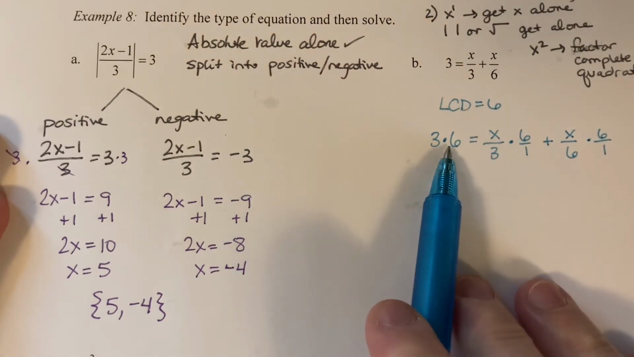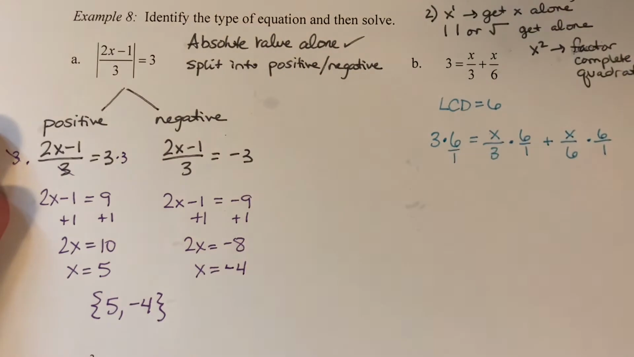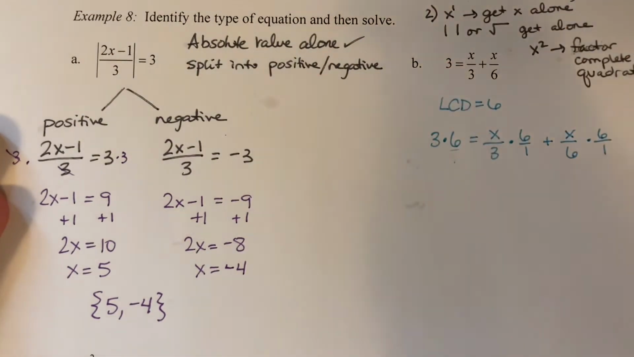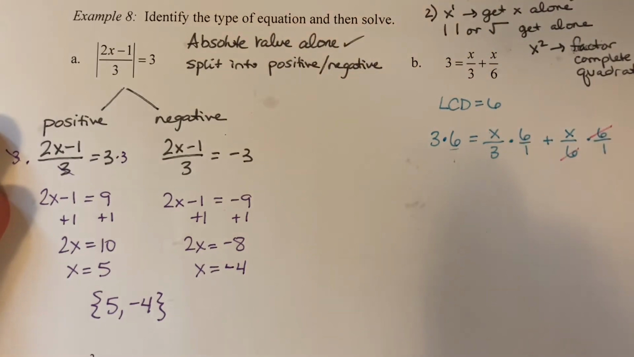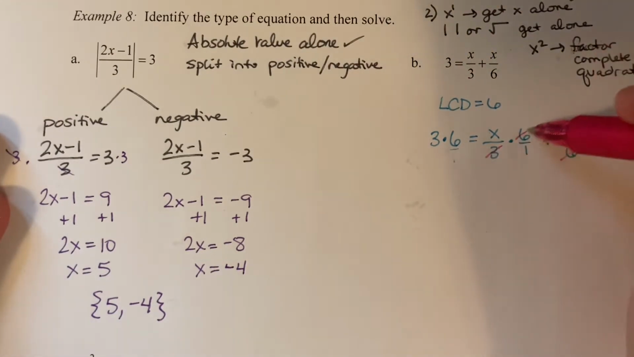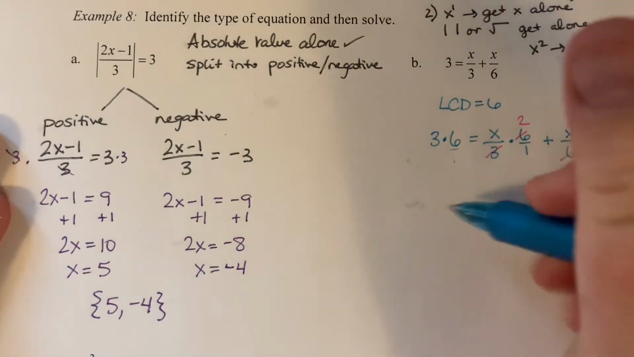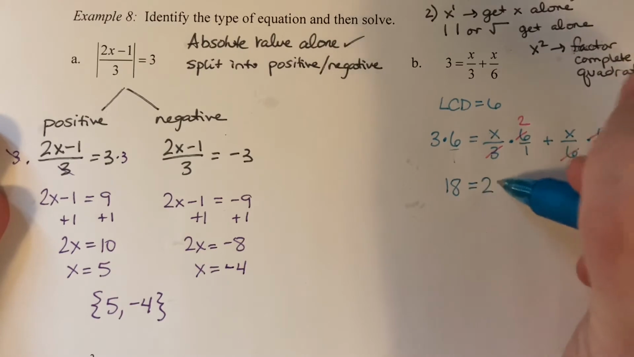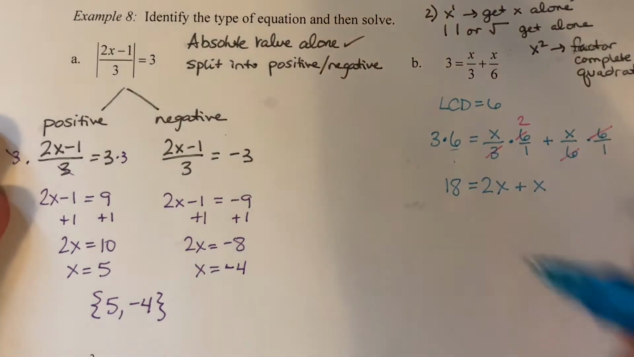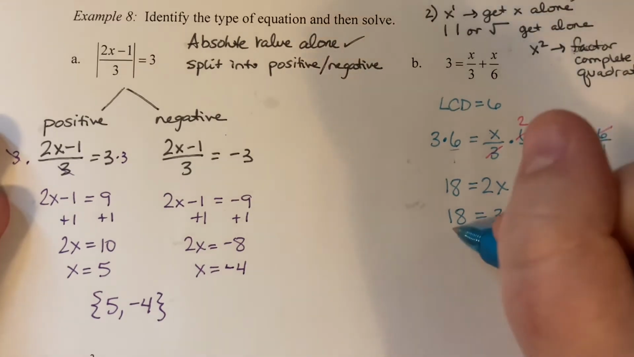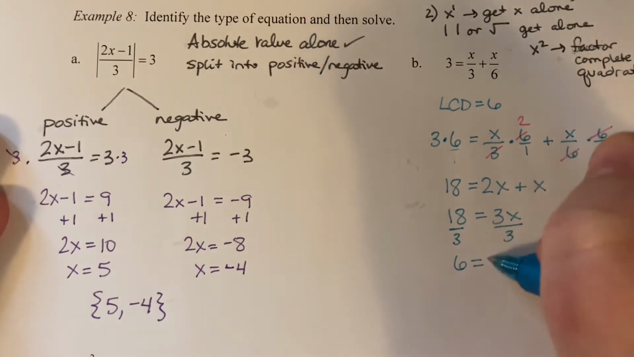With the 3 on the left side, you could also call it 6/1, but it doesn't really make a difference when it's not a fraction. But make sure you're thinking about this 6 as being in the top, because the whole point of this is to get the denominators to cancel. This 3 goes into 6 twice. So what I end up with is 18 equals 2x plus x. 18 equals 3x, divide by 3, so 6 is x.